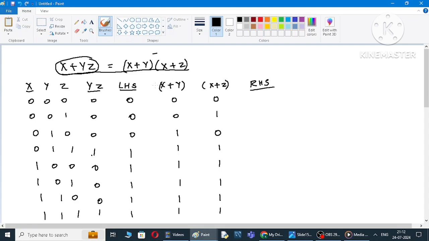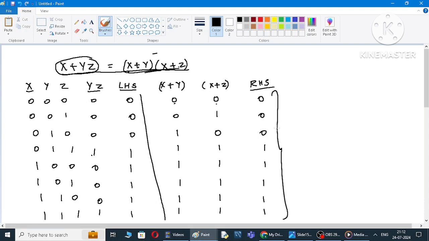Now, what about RHS? X plus y, here I have found out. X plus z, I have found out. What is RHS? X plus y into x plus z. So, this into this. So, 0, 0, 0. The remaining are all ones. So, you will get 5 ones. Now, check the left hand side and check the right hand side. Both are equal, which proves that x plus yz equal to x plus y into x plus z. So, first you have to remember all the laws, and whenever you are asked for a truth table, verify that using the truth table. It's very easy.